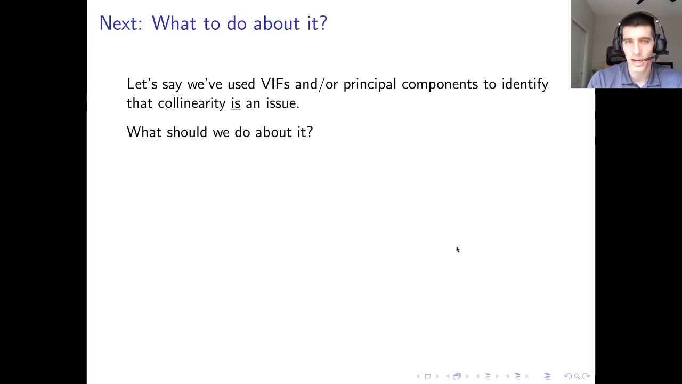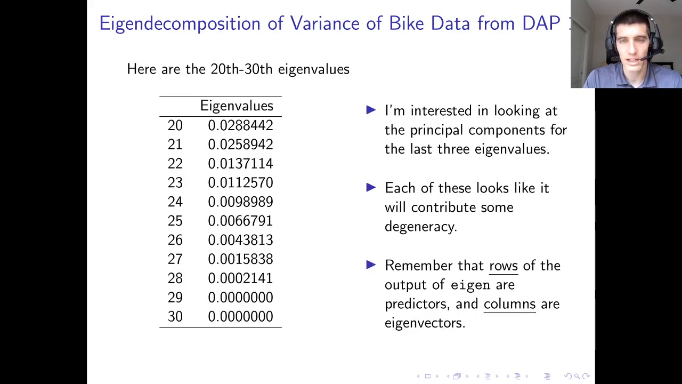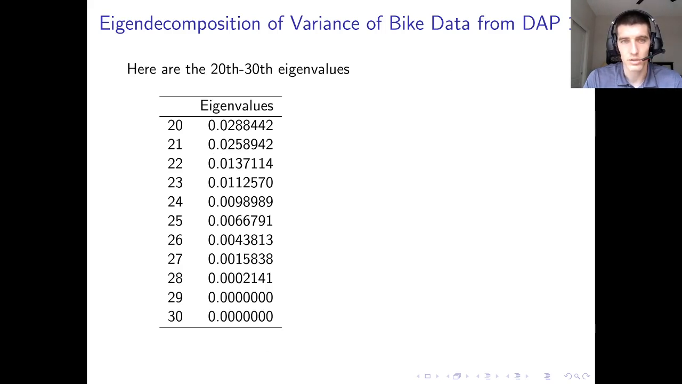We're going to talk about how to fix multicollinearity, right? The idea being that we've come up with ways to measure it using the Eigen decomposition and the variance inflation factor. Before I do, though, I want to tie up a loose string that I left from the last lecture, which is we were talking about the Eigen decomposition of the covariance matrix of the bike data from the first DAP. So let me demonstrate how to do that in R.